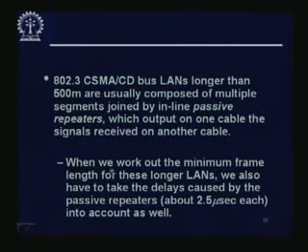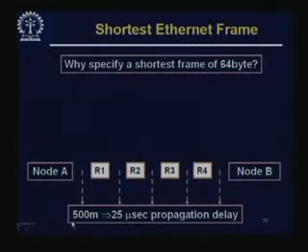amplifier over there. When we work out the minimum frame length for these longer LANs, we also have to take the delays caused by the passive repeaters into account. Now, each passive repeater introduces a delay of about 2.5 microsecond each. So, let us say we have these 500 meters on each segment. So, we have 4 repeaters, so 5 segments. Okay. So, that is about the maximum you should go.